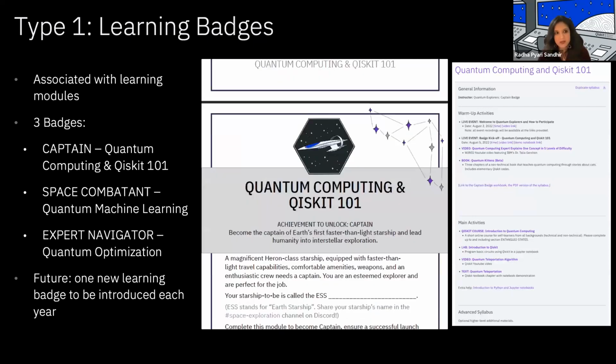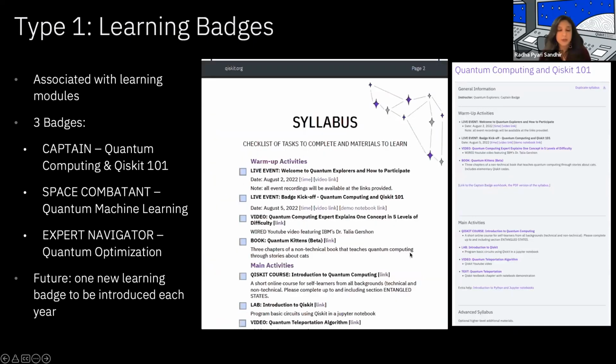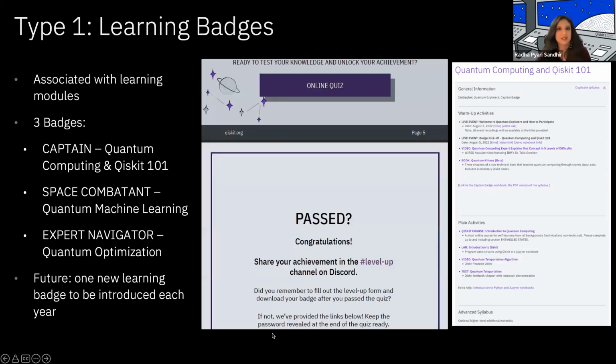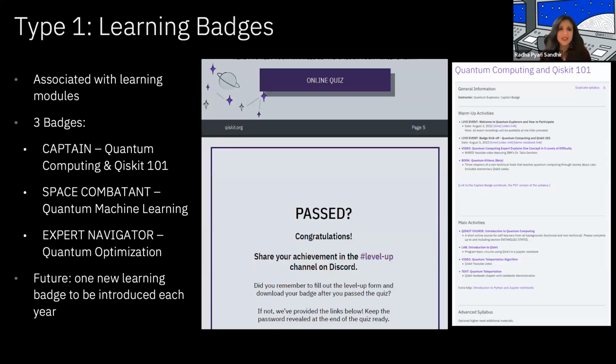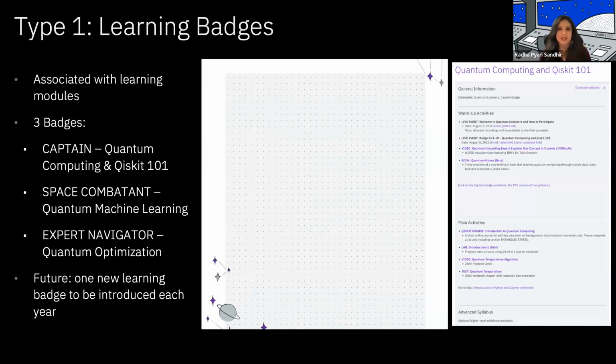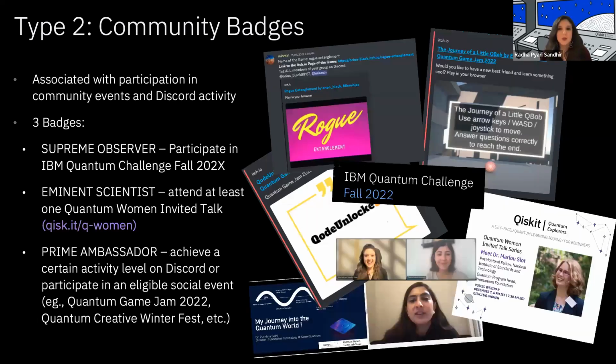This is a glimpse of the workbook from the previous cohort, and for the next cohort, this will look a little different. The community badges encourage people to be active and participate in community events with the aim to foster organic collaborations and network and put their skills to use beyond the learning module syllabi. There are 3 of them.